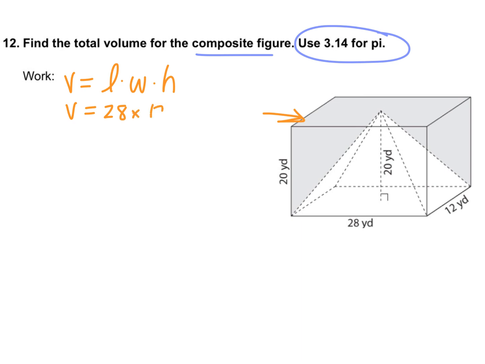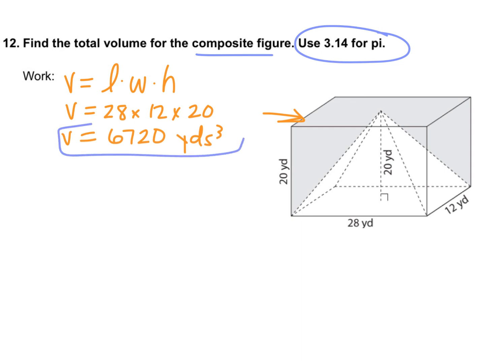28 times 12 times 20. And when I multiply all that together, I get 6,720 cubic yards. Okay, so that's for my rectangular prism.